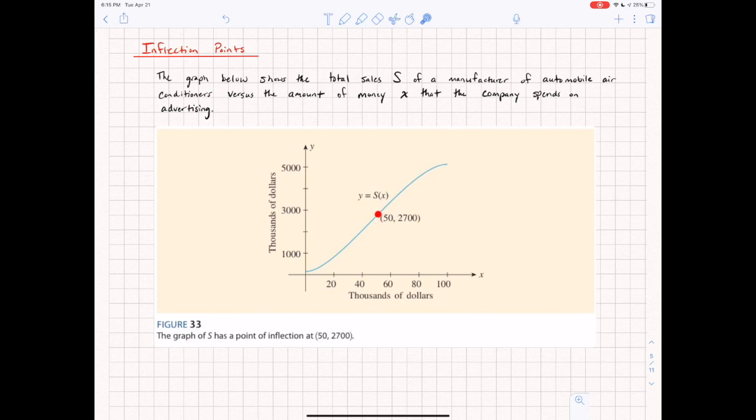After that, notice that the curvature changes. It's going to stay along this path just a little bit longer, but after I spend more than $50,000, the impact on sales starts to decrease, right? I don't make as many sales the more money I spend on advertising after this point. So notice below 50, as I spend more and more, I'm going to make more and more. But there's this optimal point here, this changing point, where I don't want to spend any more money because the return isn't as good.